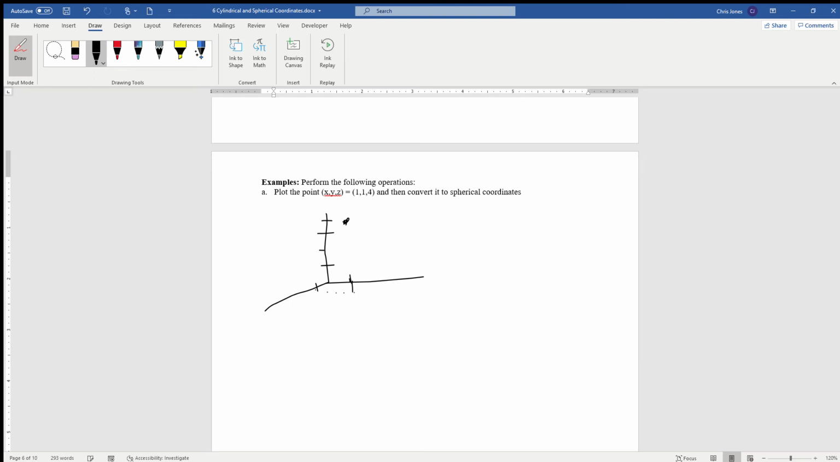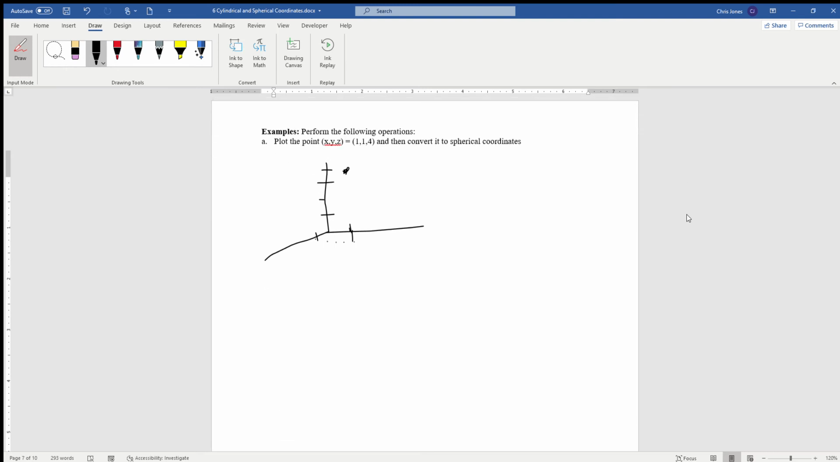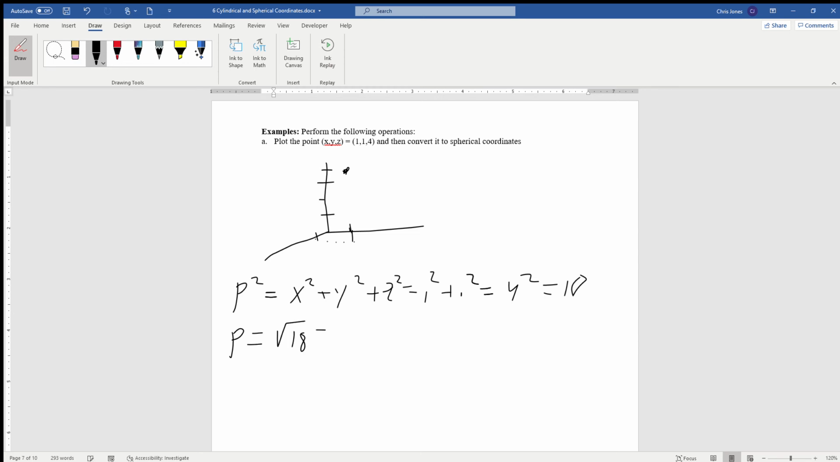Just think of it in 3 dimensions. That's our point (1, 1, 4) in octant 1. And what we're hoping is that we can recreate that point in the spherical sense. Remember that rho squared is equal to x squared plus y squared plus z squared. In this case, that's 1 squared plus 1 squared plus 4 squared, which is 18. And that means that rho is going to be root 18 or 3 root 2.